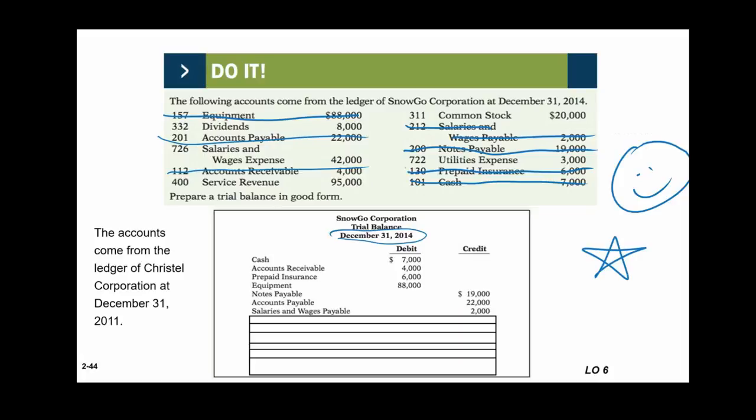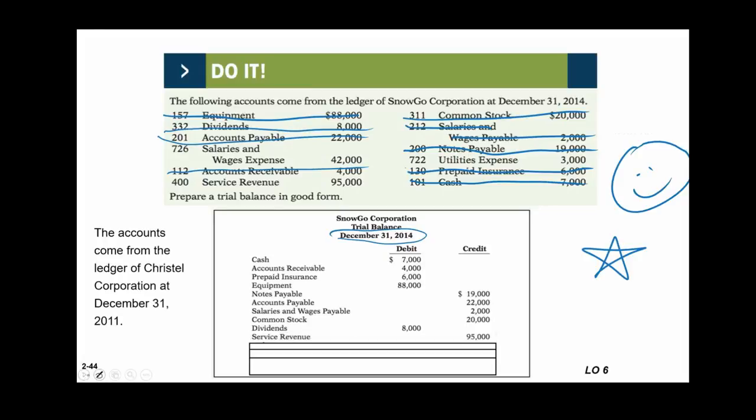Next, what do we have? Come on. Common stock, 20,000. That goes also under credits. After that, we have dividends. It goes under debits. You have to be very careful about that. Next, what do we have? Service revenue. We have salaries and wages expense, and we have utilities expense.